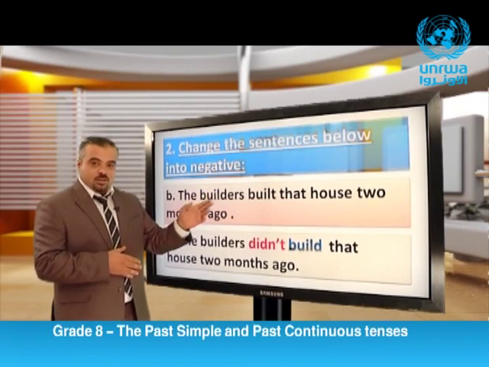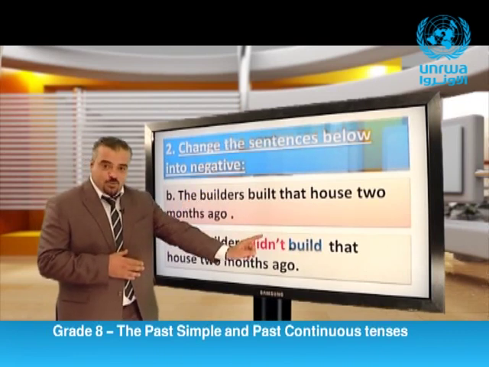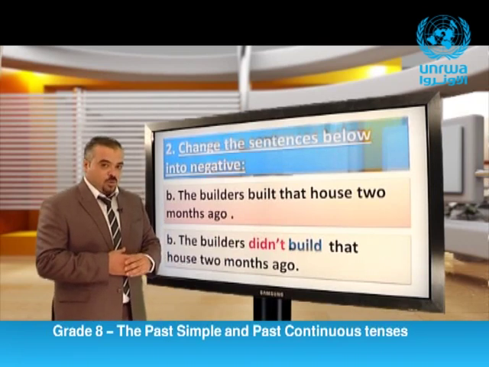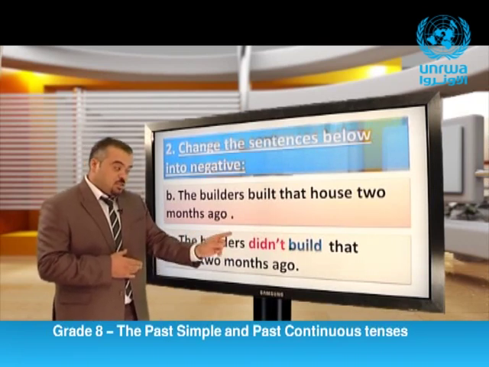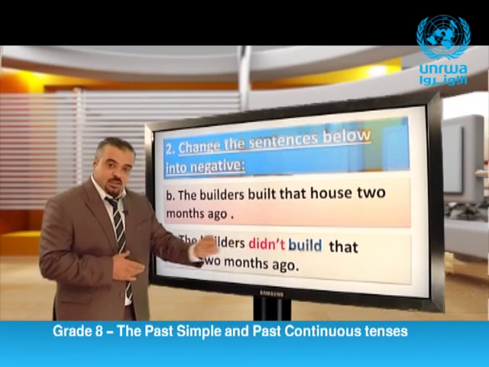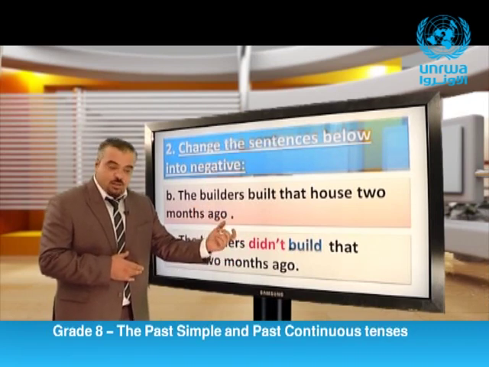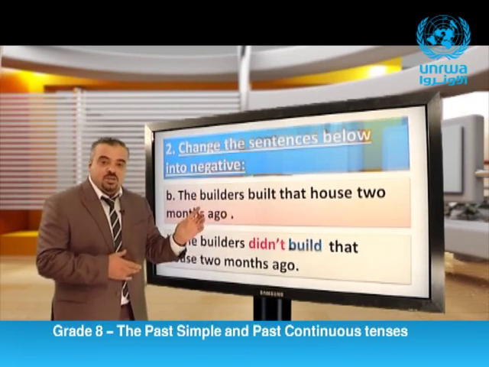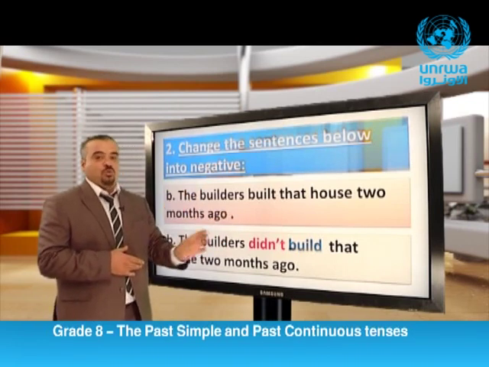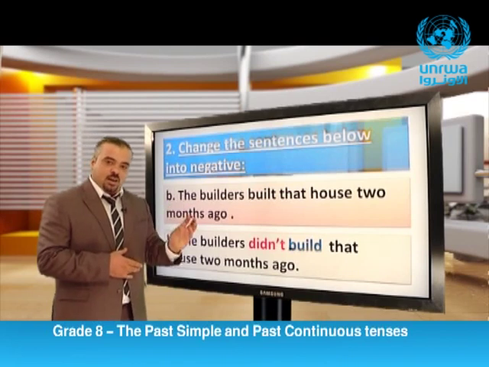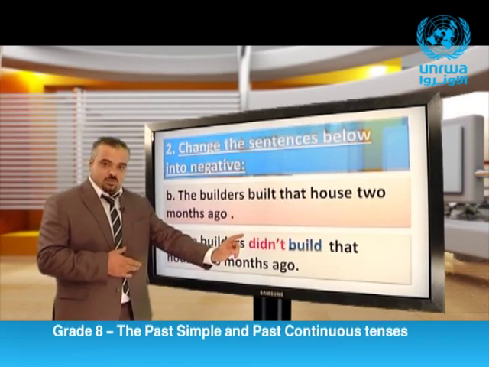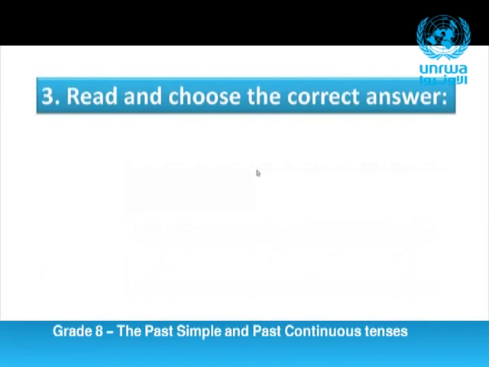Look at the verb built. It returned to its first form. عاد إلى شكله الأول. Why? Because it is preceded by didn't. Because after the negative form, not, the verb must be in infinitive form. يجب أن يكون الفعل في حالة المصدر. Build. Let's see the third activity.